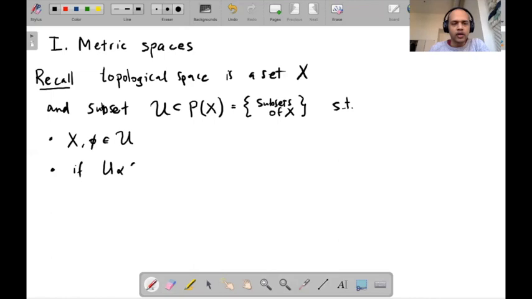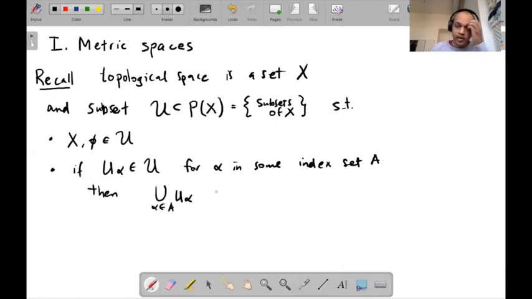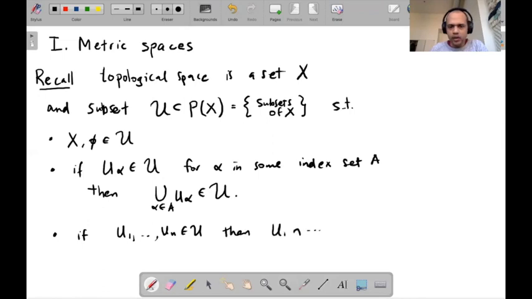If U alpha is a collection of elements in script U for alpha in some index set A, then the union over alpha in A of U alpha, this is another subset of X, and this is also in script U. And then the last condition is if U1 up to Un, so if you have a finite collection of elements in script U, then their intersection is also in script U. Okay, so this is the definition of a topological space.